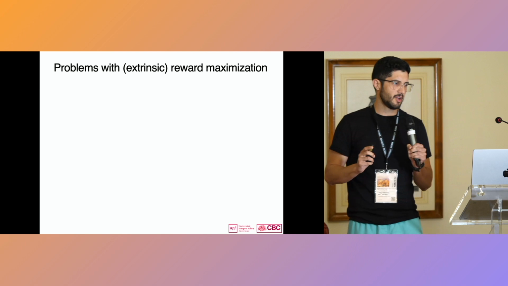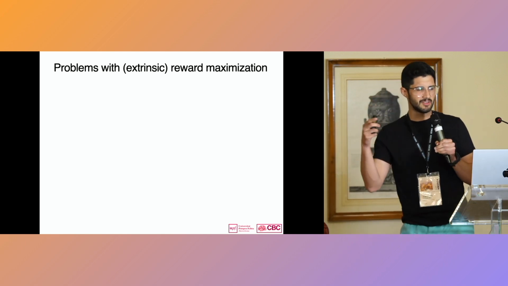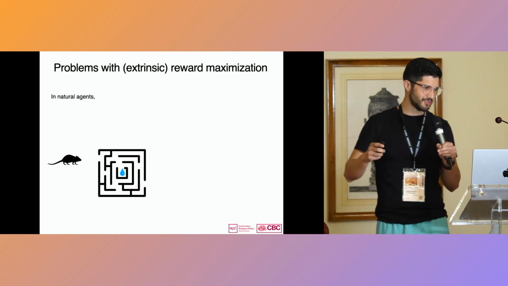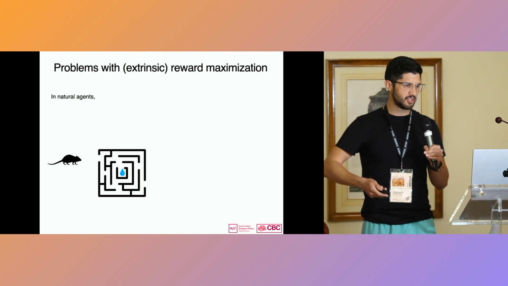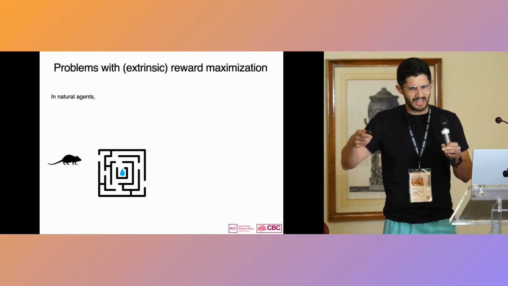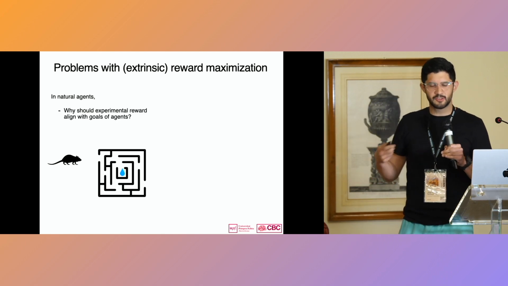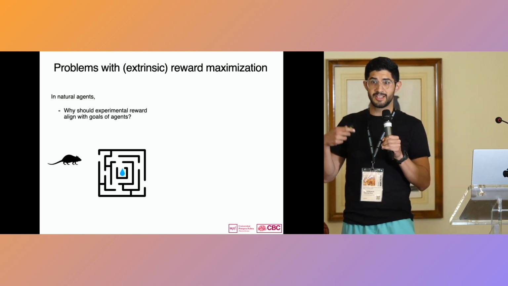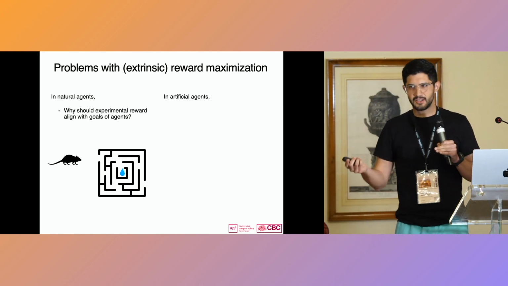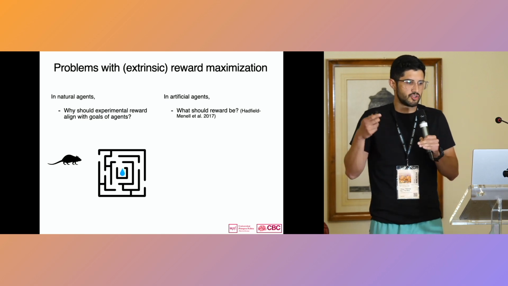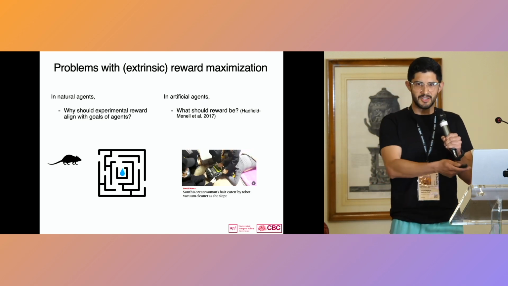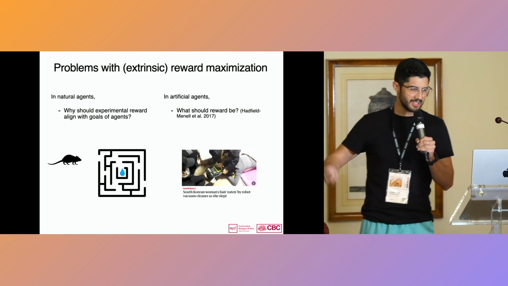There are some problems that we found with the idea of extrinsic reward maximization. For example, in natural agents, the usual experiment in neuroscience goes like this: you have an animal that you, for example, water restrict, and then you design your task so that this animal follows the water, right? But why should the experimental rewards align with the goals of agents? And this is particularly important throughout the course of a whole experimental session. And in the case of artificial agents, we have this question of what the reward should be. Sometimes our designed reward functions have unintended consequences. For example, this person's hair that was eaten by the robot vacuum cleaner while she was sleeping.